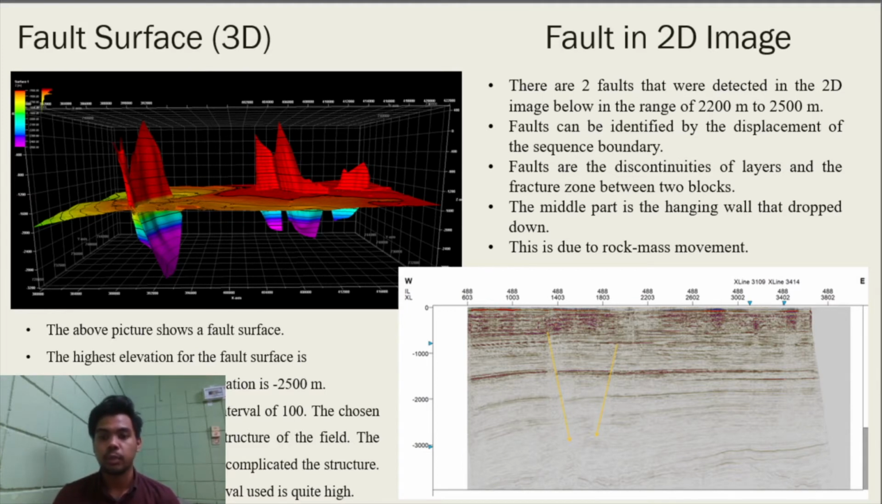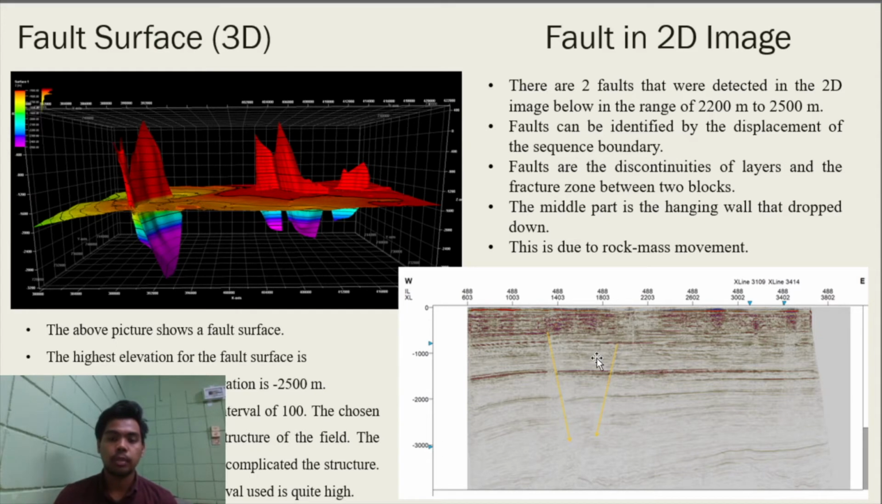So in the section below, you can see that there are actually 2 faults in the range of 1,200 meters to 2,500 meters. Faults are the discontinuities of layers and the fracture zone between 2 blocks. The faults are identified by the displacement of the sequence boundary. The middle part of the fault is the hanging wall that has been dropped down due to rock mass movement.